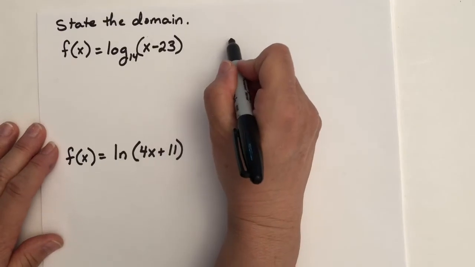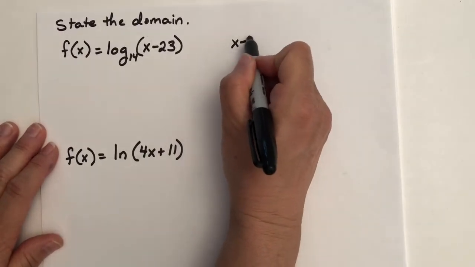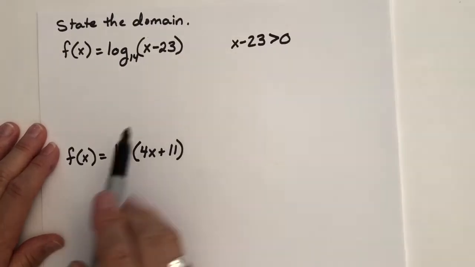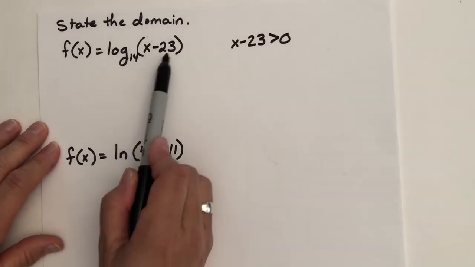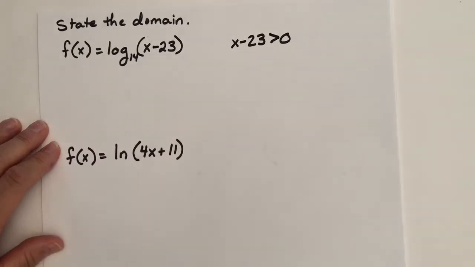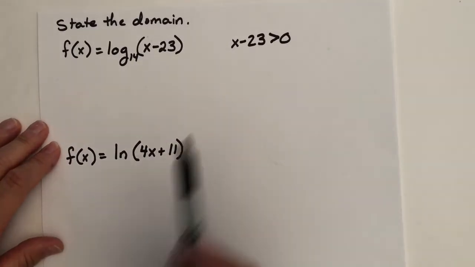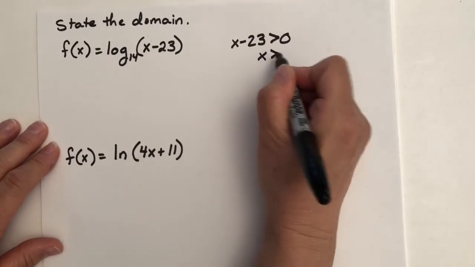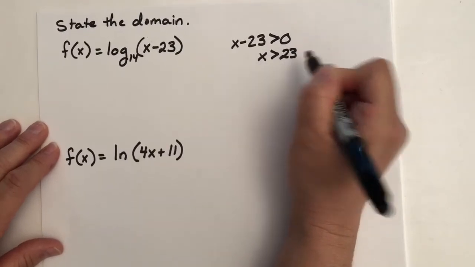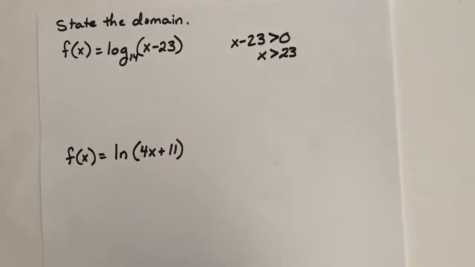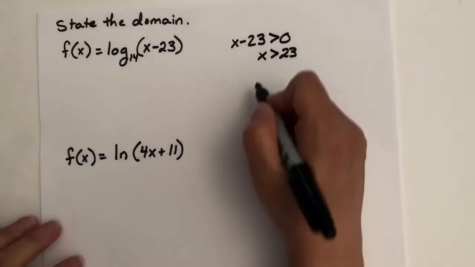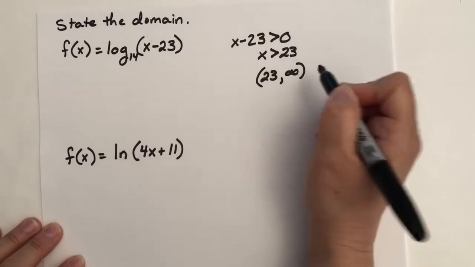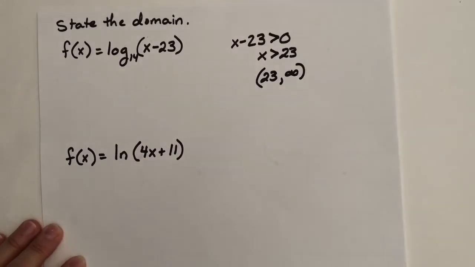That means for this problem, x minus 23 needs to be greater than 0. We only want to substitute in numbers that would mean we're taking a log of a positive number. So when we add 23, we have x is greater than 23. So our domain is from 23 to infinity, and there's nothing more to it than that.